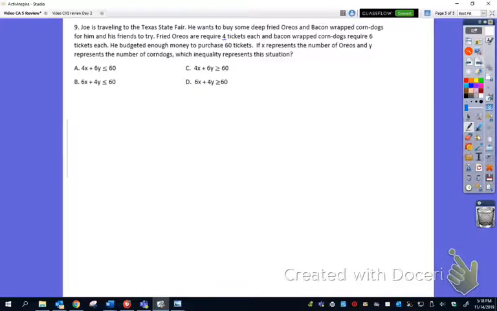Number 9, Joe is traveling to the Texas State Fair. He wants to buy some deep fried Oreos and bacon wrapped corn dogs for him and his friends to try. Fried Oreos require 4 tickets each. Okay, so that's going to be 4 tickets each for the fried Oreos. So I'll use F for fried, okay? And so that's your plus. Bacon wrapped corn dogs require 6 tickets each. So that's going to be 6 times the bacon, okay? So this one is 6 tickets each.